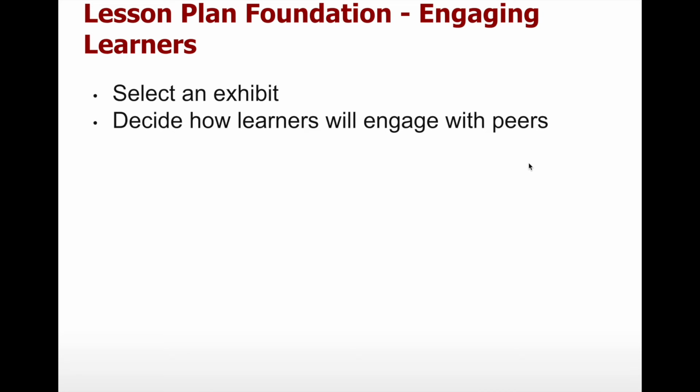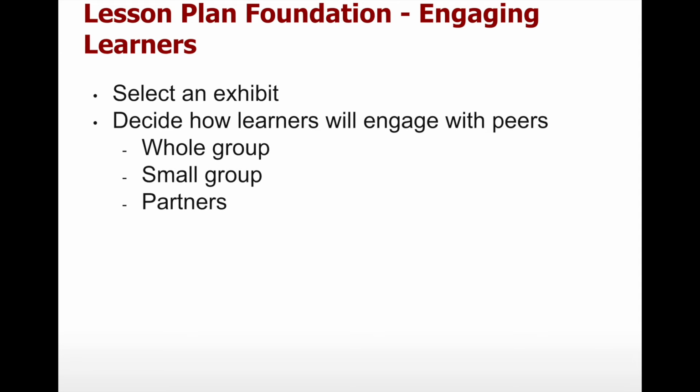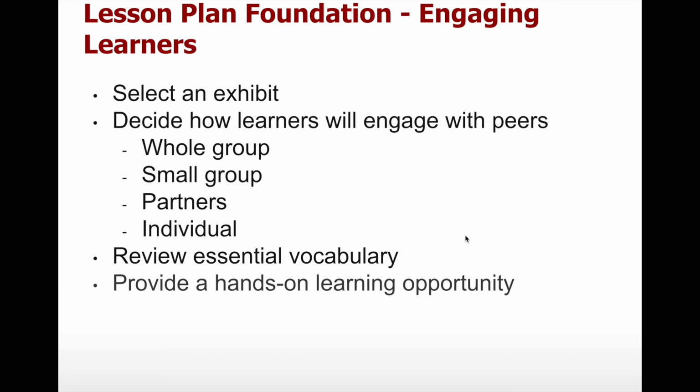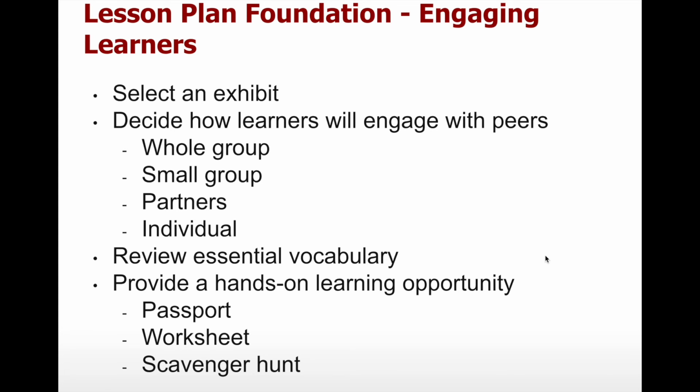You also want to decide how learners will engage with peers, and this kind of depends on your group size and abilities, whether or not you do whole group instruction, small group instruction, partnerships, or individual work. And then you also want to review any essential vocabulary terms before students enter the museum and make sure that they are well versed in those terms as they move throughout the exhibit. And then last but not least, you want to make sure that you provide some sort of hands-on learning opportunity for them as they make their way through the museum. So that could be a passport or some sort of worksheet or graphic organizer or even a scavenger hunt.